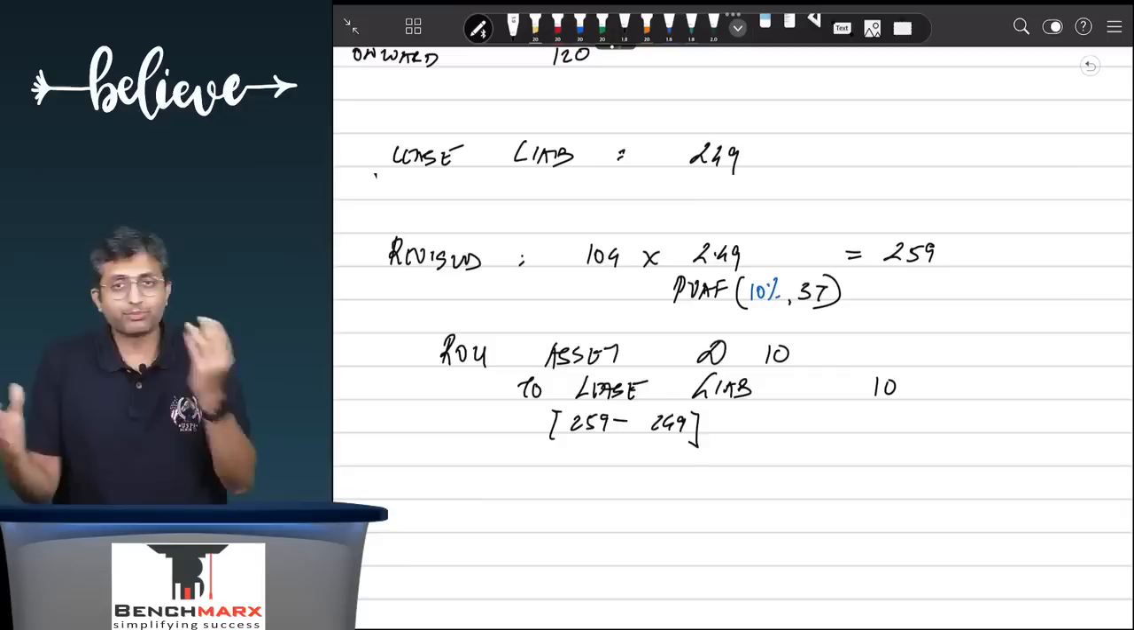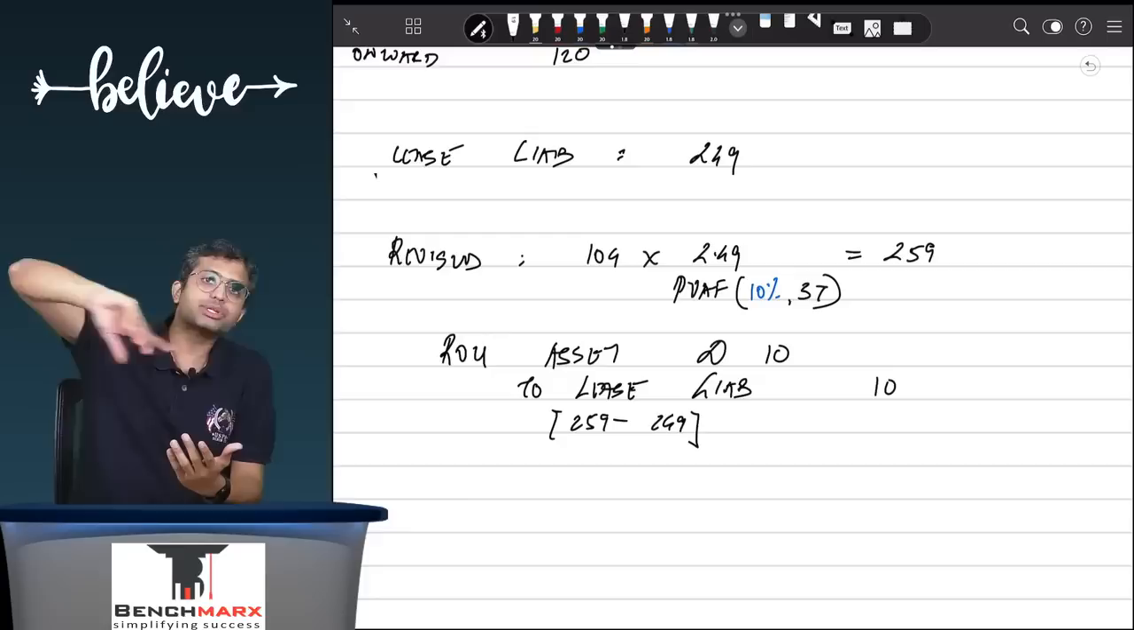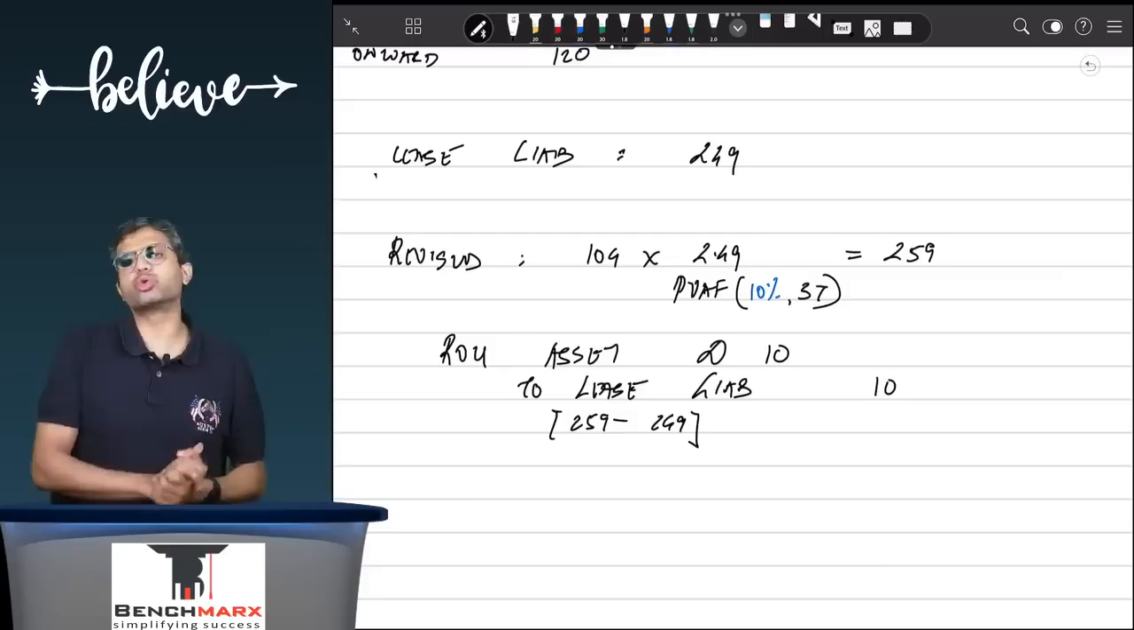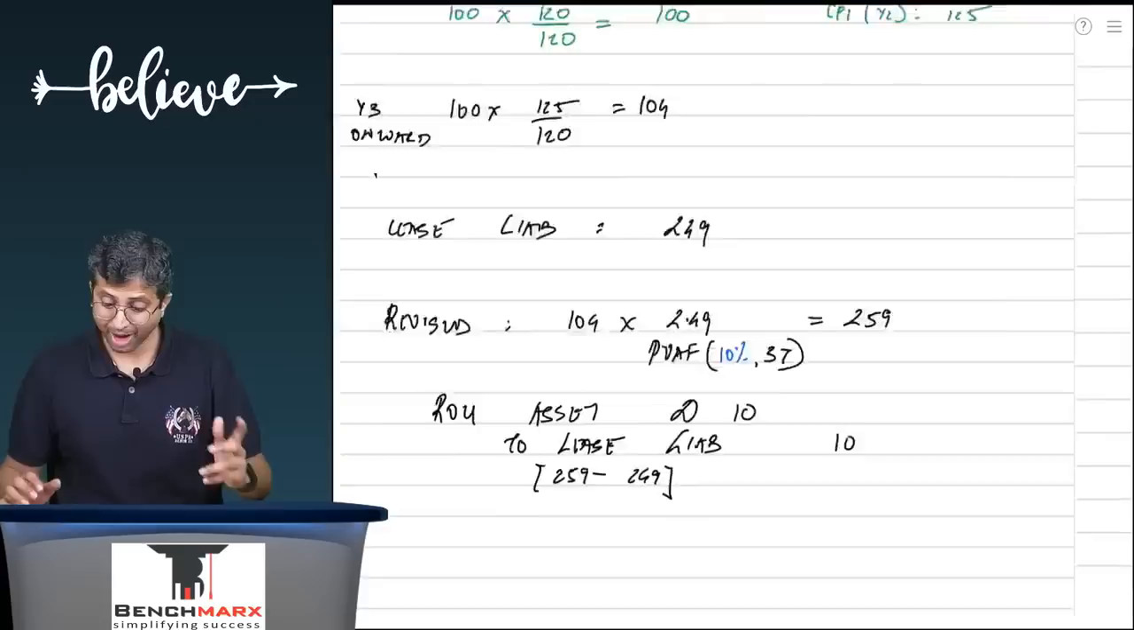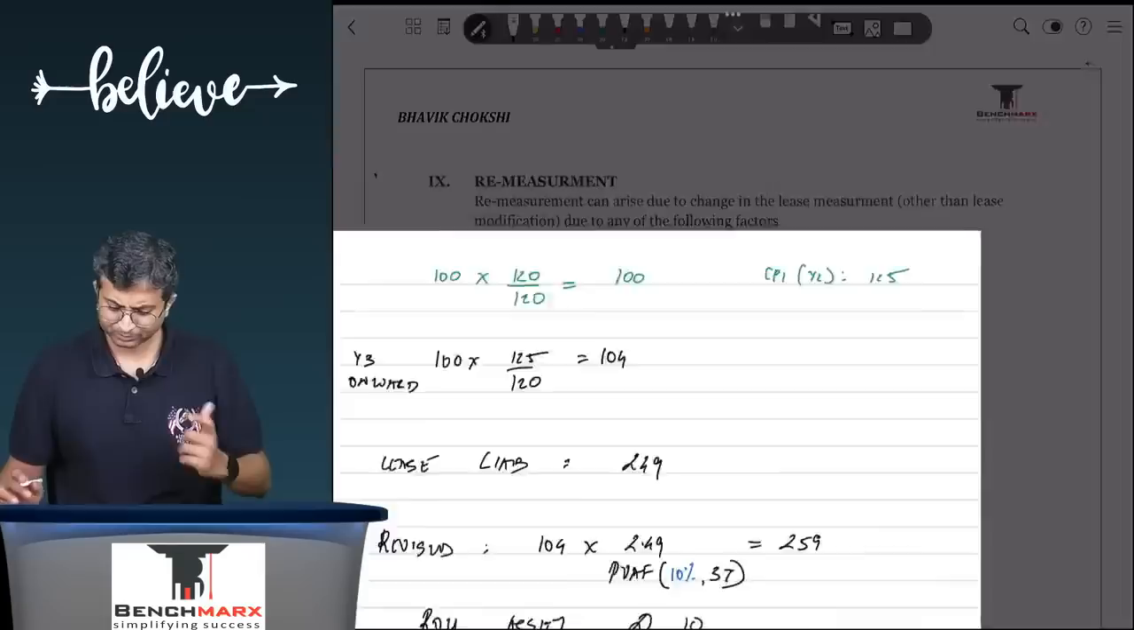Sir, but if both of them are together, that is, after 2 years your CPI is reset and the lease term is also revised, then for the remaining 8 years your lease payment will be 104 and that will be discounted at the rate of 12%. So if both of them are coming, you will take the revised discount rate. So this is about your remeasurement. If there is a remeasurement, this is how the working is going to happen.